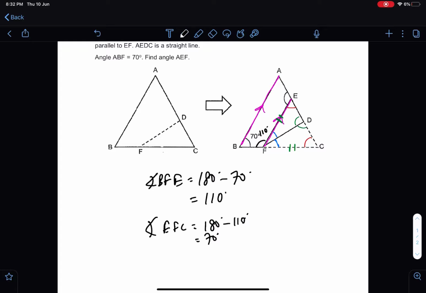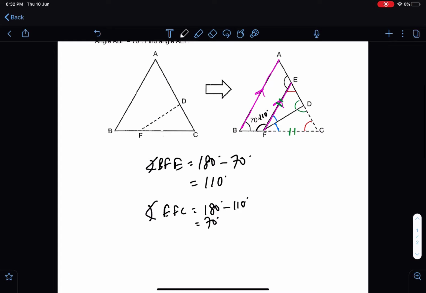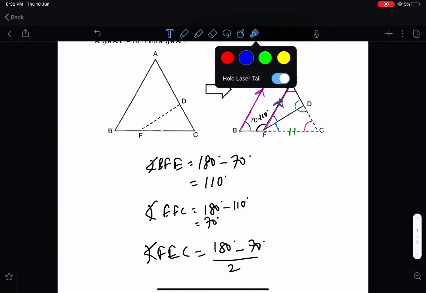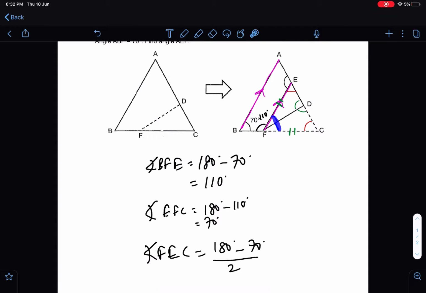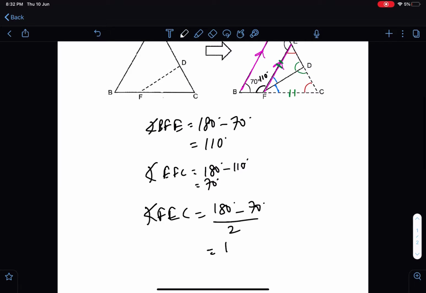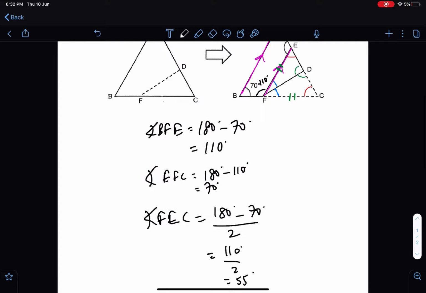So how do we find angle FEC, which is one of the red angles? 180 minus 70 and then divide it equally into two parts. 110 divided by 2 is 55 degrees. So the red angles have a value of 55 degrees.